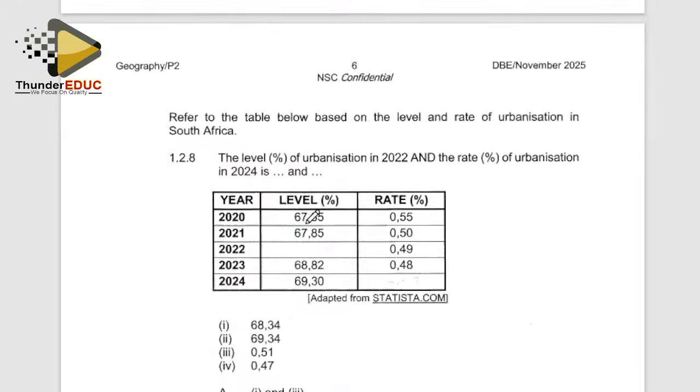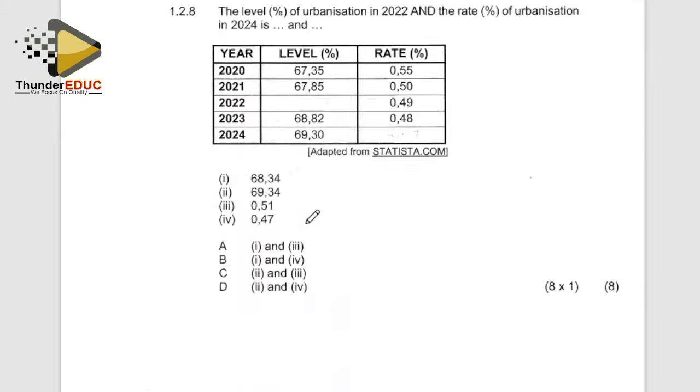Right, we'll move on to the next question, number 128. Number 128 says, refer to the table below based on the level and rate of urbanization in South Africa. In 2022, and the rate in percentage of urbanization in 2024 is, we're supposed to calculate this. How are we going to calculate that?